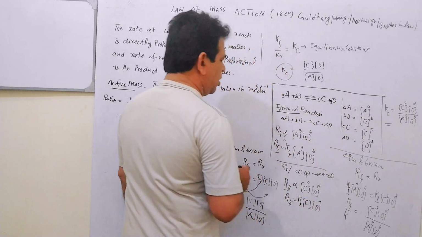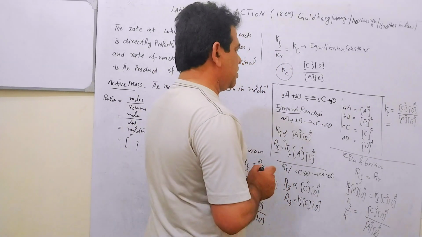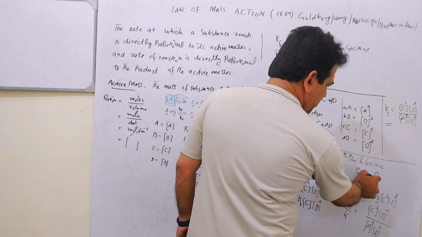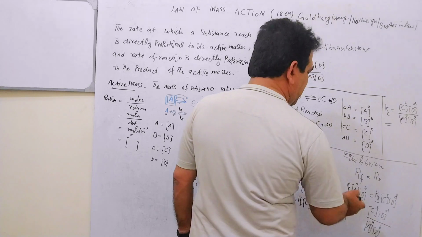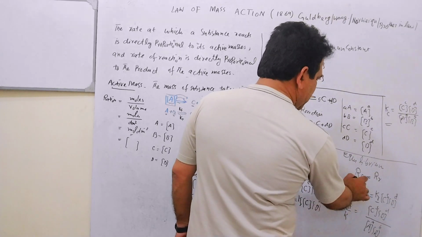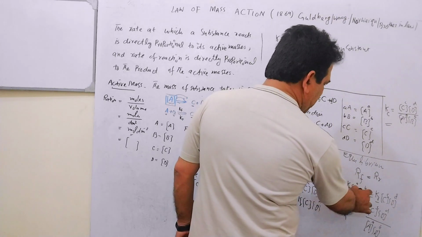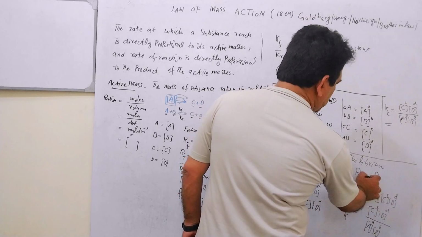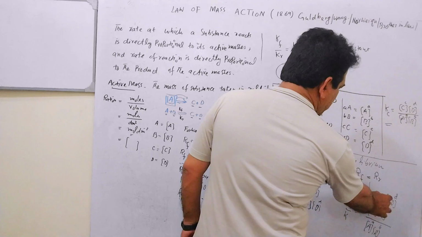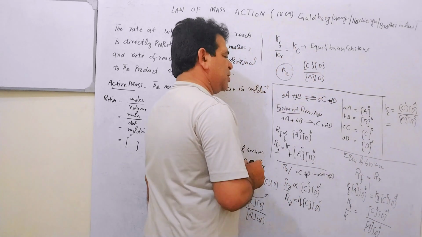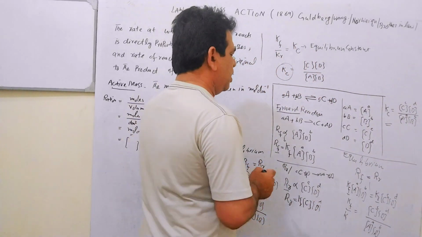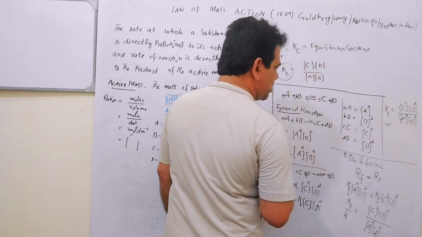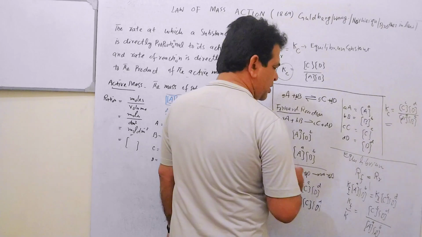Dear student, now we can write that at equilibrium condition the rate of forward reaction becomes equal to the rate of reverse reaction. The rate of forward reaction, as we know, is equal to Kf into A into B, and their powers are small a and small b, which is equal to Kr into C into D raised to their powers small c and small d. Now we can write the constants on one side and reactants and products on the other side.